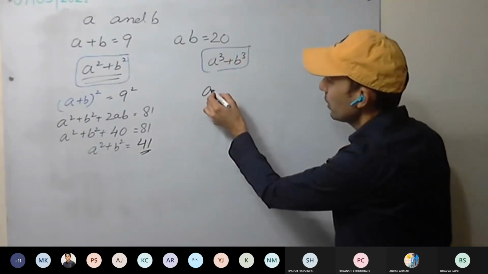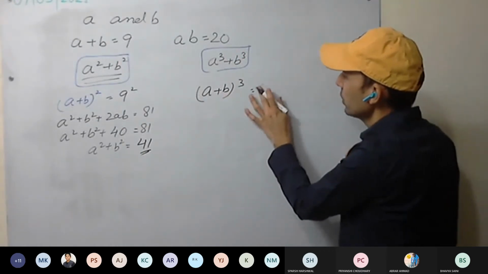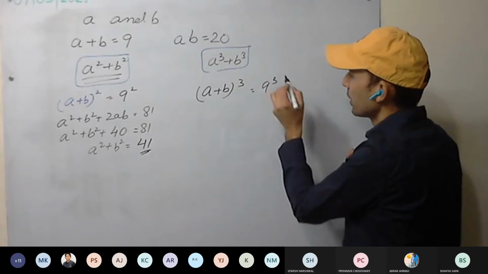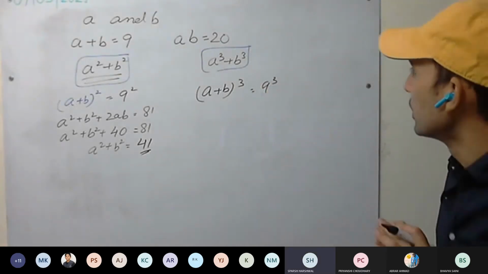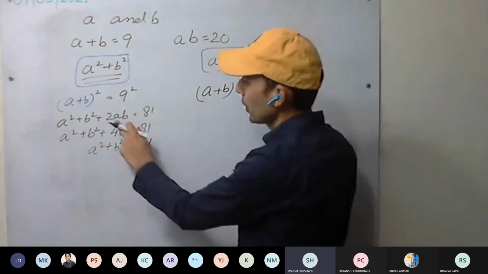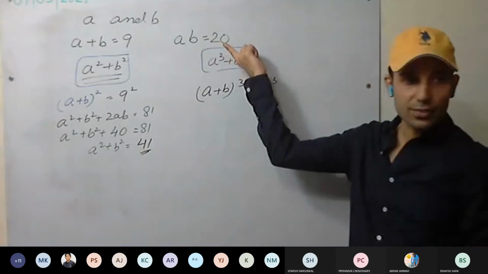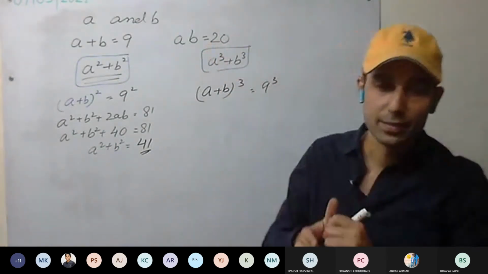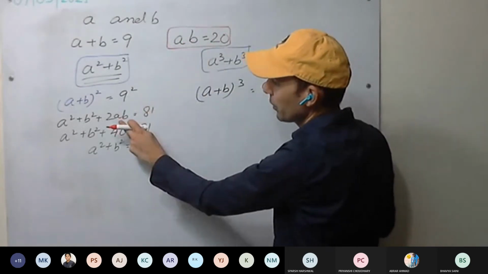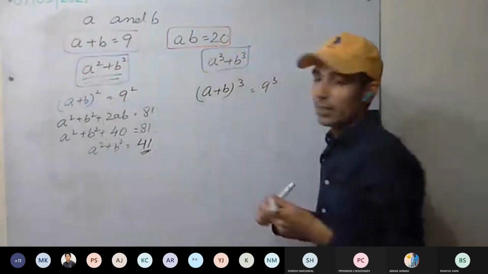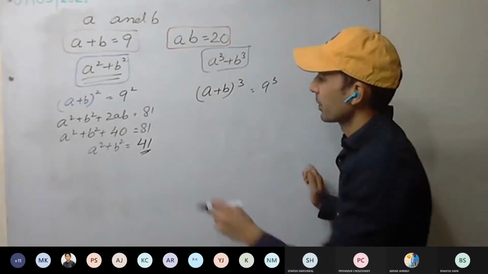This one, how are you going to do it? A plus B, the whole cube. Okay, equal to 9 cube. Sir, how did this 40 come? 2AB, you know? Yes, sir. AB is given in the question. We have AB equal to 20. Their product was 20, so AB equal to 20 we have put. Okay, sir. Understood? Okay.